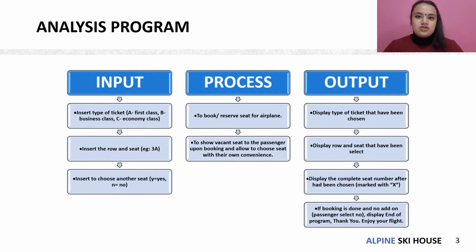This output is to display what is needed. First, it will display the type of ticket that has been chosen. Then it will display the row and seat that have been selected, and display the complete seat number after it has been chosen, and you can see the mark X after it has been chosen. If booking is done and there is no add-on, the passenger will select no. If the passenger wants another booking, they put yes. If no, it will display end of program. Thank you. Enjoy your flight.